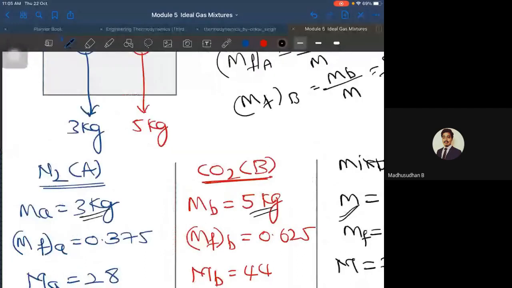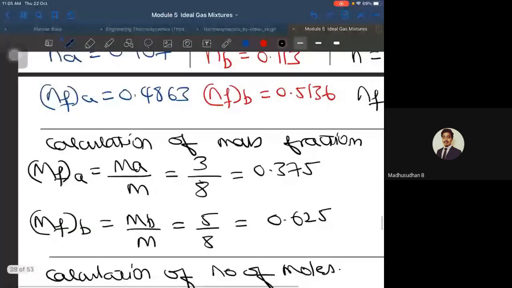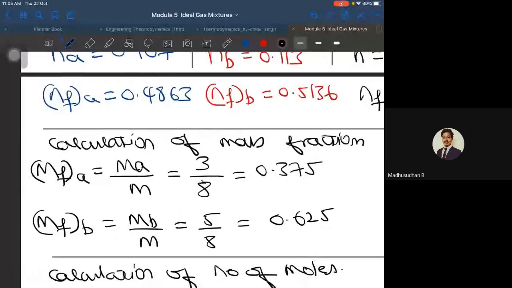So that is what I have done here. Okay. Calculation of mass fraction. How will you do it? Mass fraction of A is mass of A divided by mass of mixture. 3 by 8 is 0.375. Similarly, mass fraction of B is mB by m, which is mass of B divided by mass of mixture. So 5 by 8 is 0.625. Okay. Any doubts here? No, sir. Okay, next.